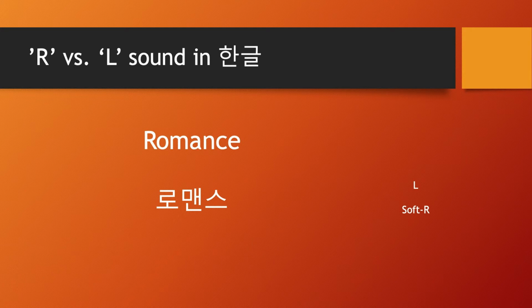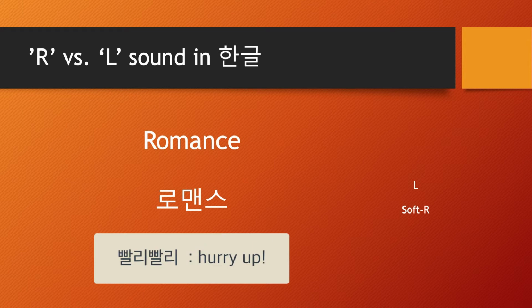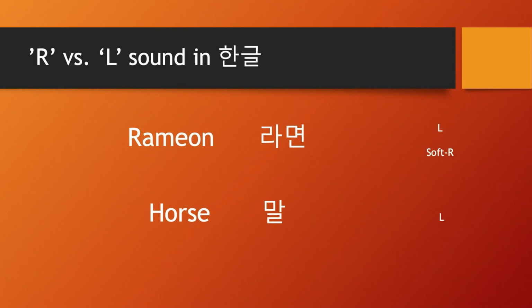However, when the first character has 받침 real and the second character begins with real as well, two reals collide, resulting in a distinctive L sound. A good example is 빨리빨리, which means hurry up or do it quickly. When we use real as 받침, it is always an L sound.